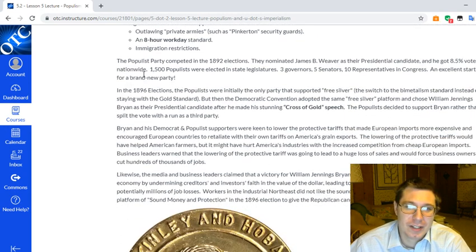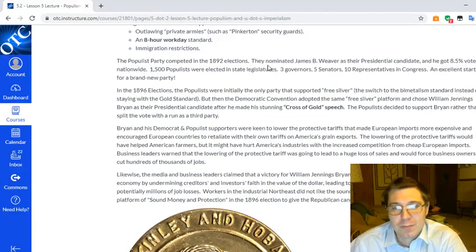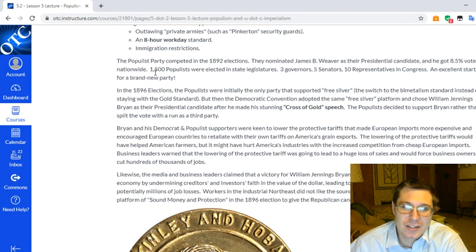So the Populist Party competed in the 1892 elections under this platform. They nominated James B. Weaver as their presidential candidate, and he got 8.5% of the votes nationwide. 1,500 populists were elected in state legislatures, 3 governors, 5 senators, 10 representatives in Congress. An excellent start for a brand new party, huh?